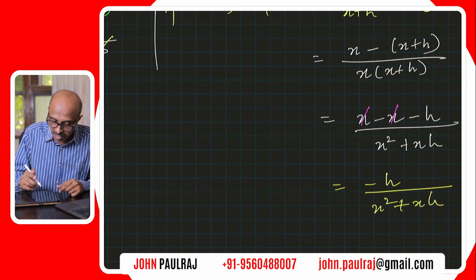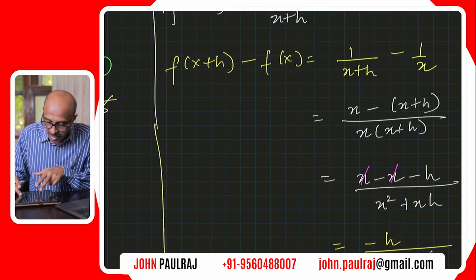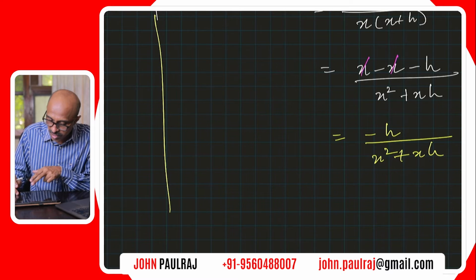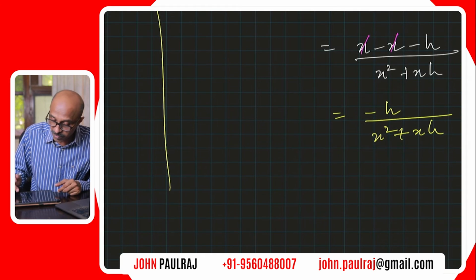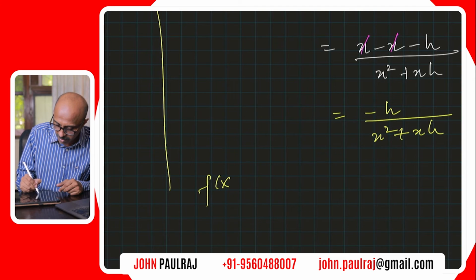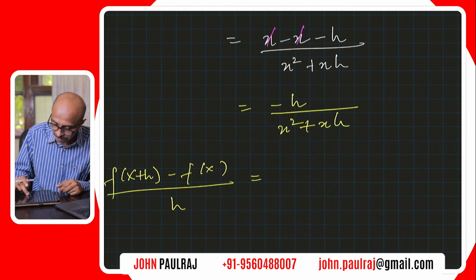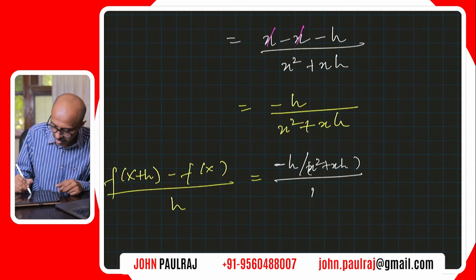This is just the numerator. Remember, this is just the numerator of the difference quotient. f of x plus h minus f of x is just negative h over x squared plus xh. But we need to now divide it by h, right? So f of x plus h minus f of x, the whole thing divided by h, will just be this term. So I'm just going to write it as negative h over x squared plus xh, right? The whole thing divided by h.